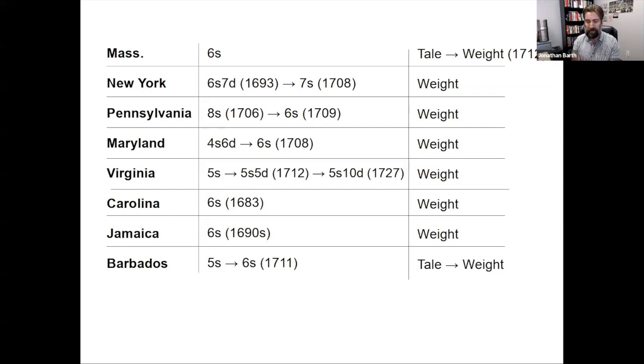Barbados achieved this standard in 1711, and in Virginia, after a long struggle between the Assembly and the governor, a compromise statute in 1710 priced the full weight dollar at 5 shillings 5 pence. The Assembly wanted that 6 shilling rate, and that was the best they could get. Later, in 1727, the Virginia Assembly raised the dollar to 5 shillings 10 pence.